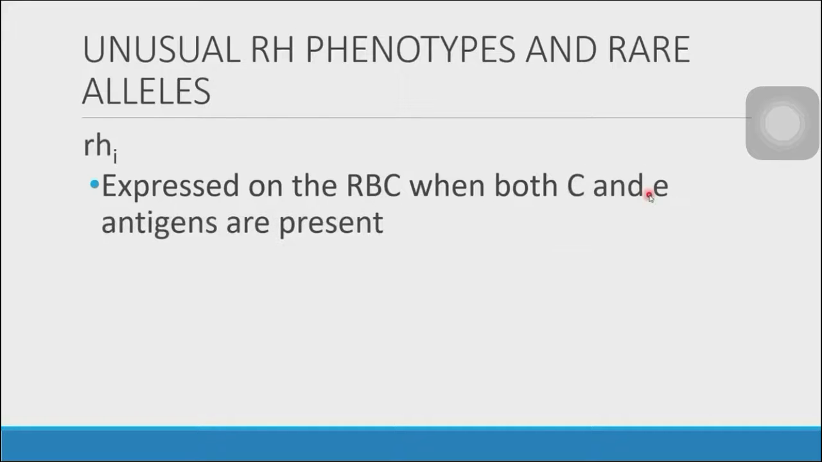For Rh sub I, it's an antigen expressed on the RBC when both big C and small e antigens are present. Same with the F antigen, na-express lang yan if they are on the same side or on the same haplotype. Okay, so may big C and small e.